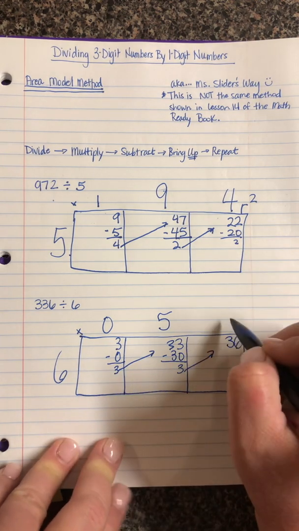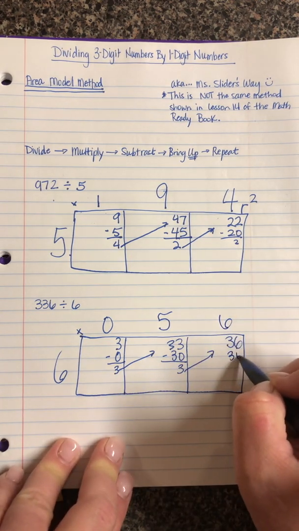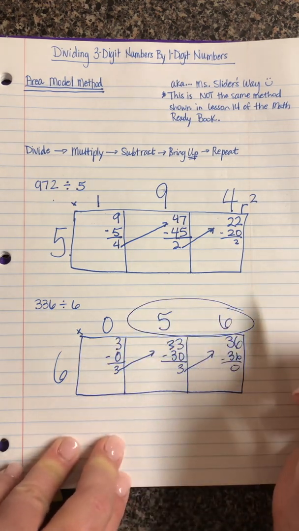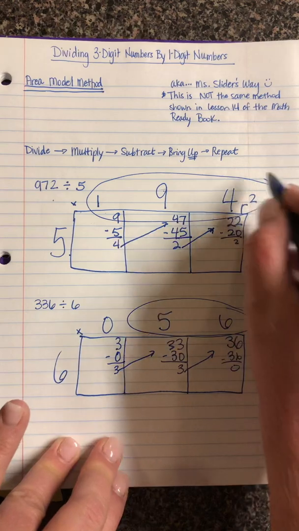And now 6 into 36. No remainder, so this is our quotient. And this was our answer here.